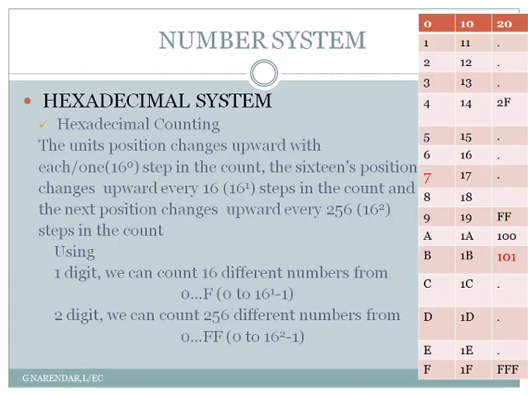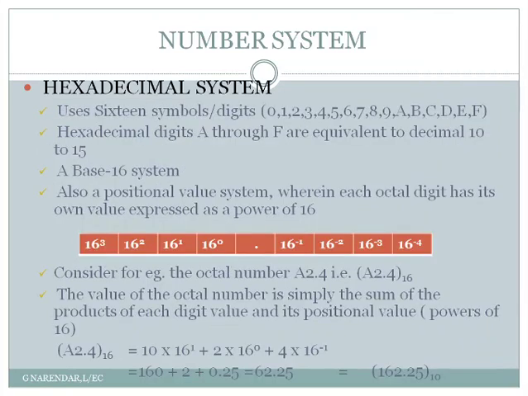Most of the time the hexadecimal number system is used to represent binary numbers in a shorthand, that is, compact form. So these are the characteristics of the hexadecimal number system. Summarizing: as the name implies, it has 16 digits. The first 10 are 0 to 9, and the next six symbols are the capital letters A to F. It is called a base 16 system.